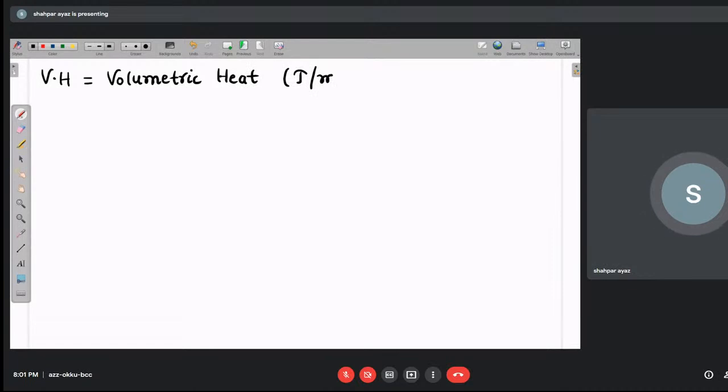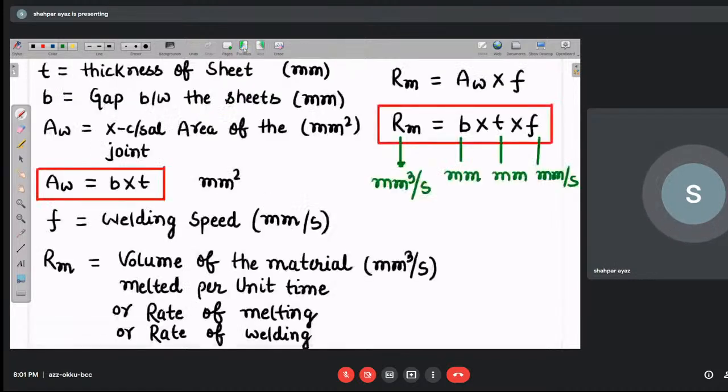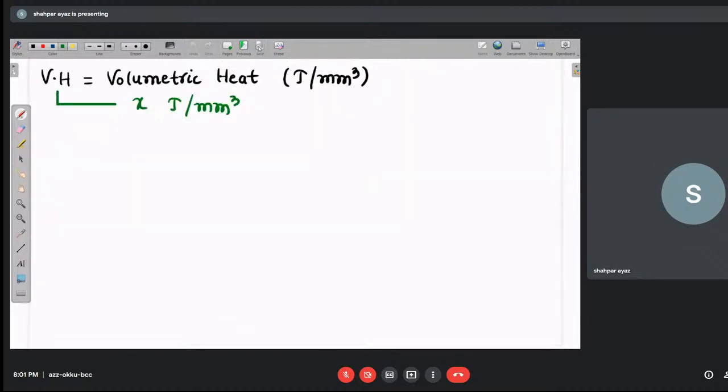This is in joule per mm cube. Amount of heat required to melt 1 mm cube of the material. This is usually given. Sometimes it is given in the problem as x joule per mm cube, like 10 joule, 20 joule. It would be given to you, right?